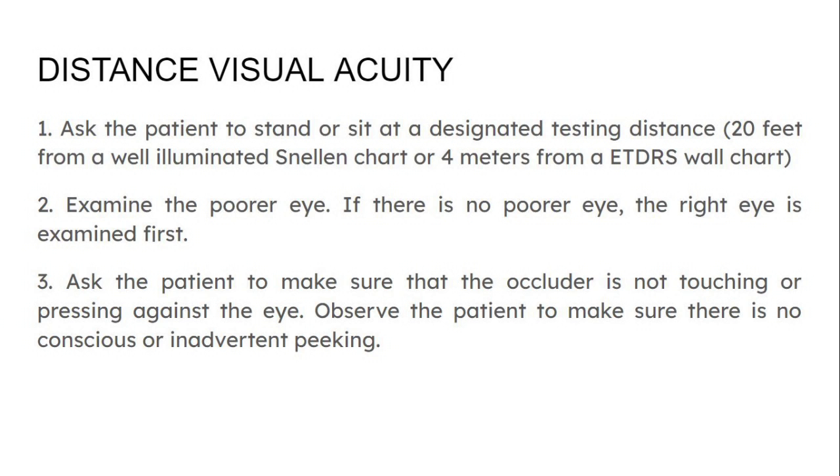Ask the patient to stand or sit at a designated testing distance 20 feet from a well-illuminated Snellen chart or 4 meters from an ETDRS wall chart. Examine the poorer eye. If there is no poorer eye, the right eye is examined first. Ask the patient to make sure that the occluder is not touching or pressing against the eye. Observe the patient to make sure there is no conscious or inadvertent peeking.